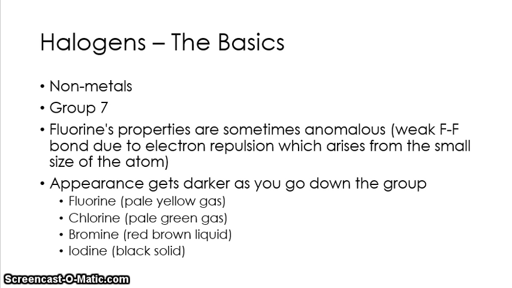So the basics about halogens are, first of all, they're on the right hand side of the periodic table, so you should know that that means that they're non-metals. They're in group 7, as we've already said. You do need to be aware that fluorine's properties are sometimes anomalous.